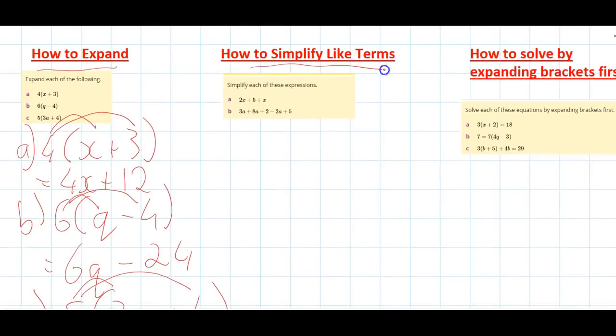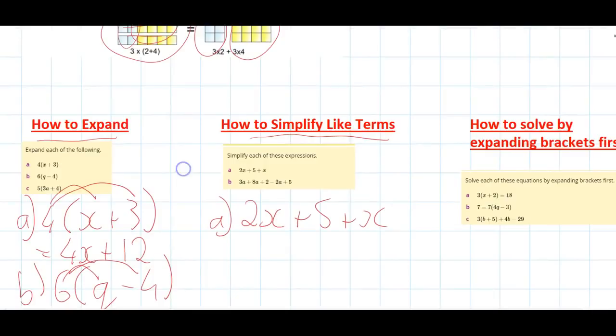Now let's look at how we simplify like terms. Remember that like terms help us simplify a particular equation.